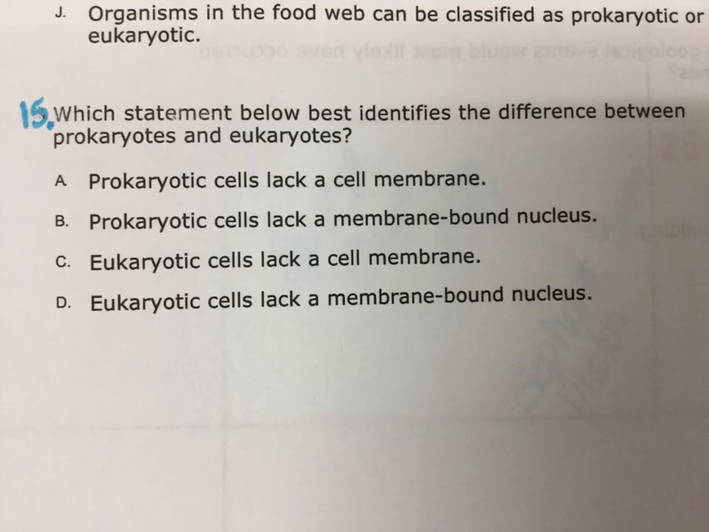15, which statement below best identifies the difference between prokaryotes and eukaryotes? A, prokaryotic cells lack a cell membrane. B, prokaryotic cells lack a membrane-bound nucleus. C, eukaryotic cells lack a cell membrane. Or D, eukaryotic cells lack a membrane-bound nucleus.